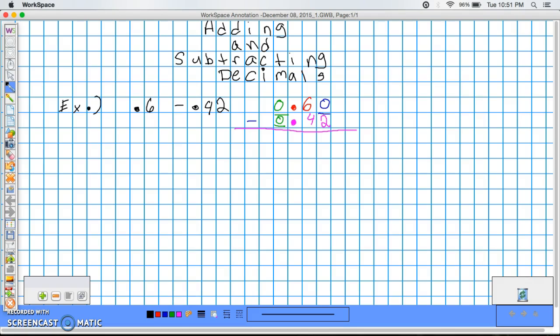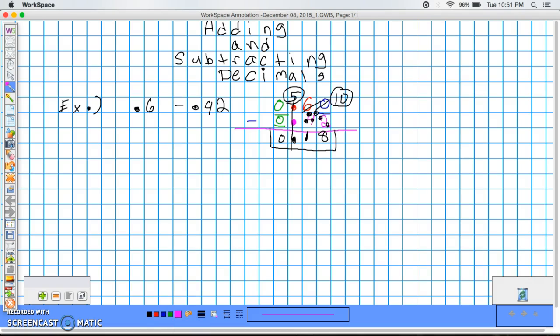So now you subtract 0 minus 2. Well, you can't do that, so you have to borrow from the 6. That 6 turns into a 5. Circle the 5, don't forget it. That 0 then turns into a 10. Now you have 10 minus 2: 9, 8. So we got 8. 5 minus 4: 4, 3, 2, 1. And then we just drop down our decimal, and you see how my decimals are in a straight line? That's the most important thing, and a 0 there. So here's my difference, 18 hundredths.